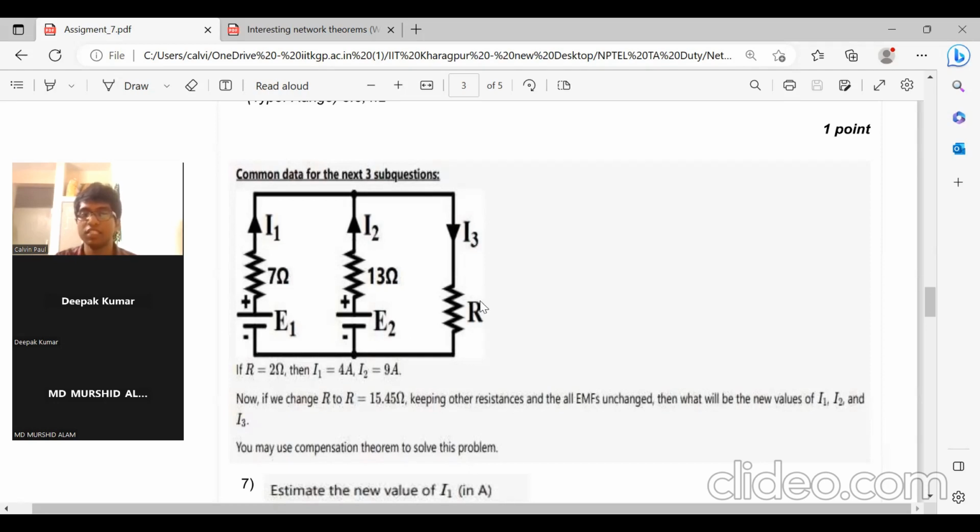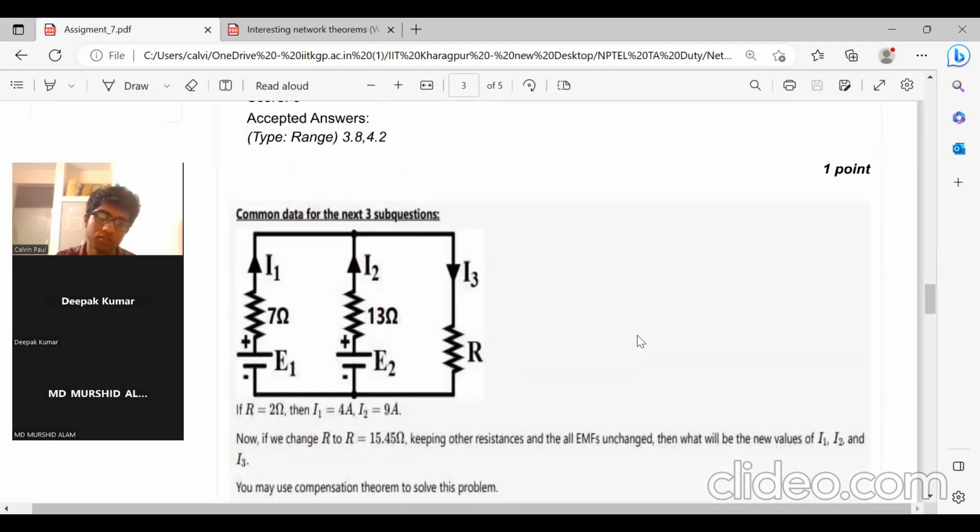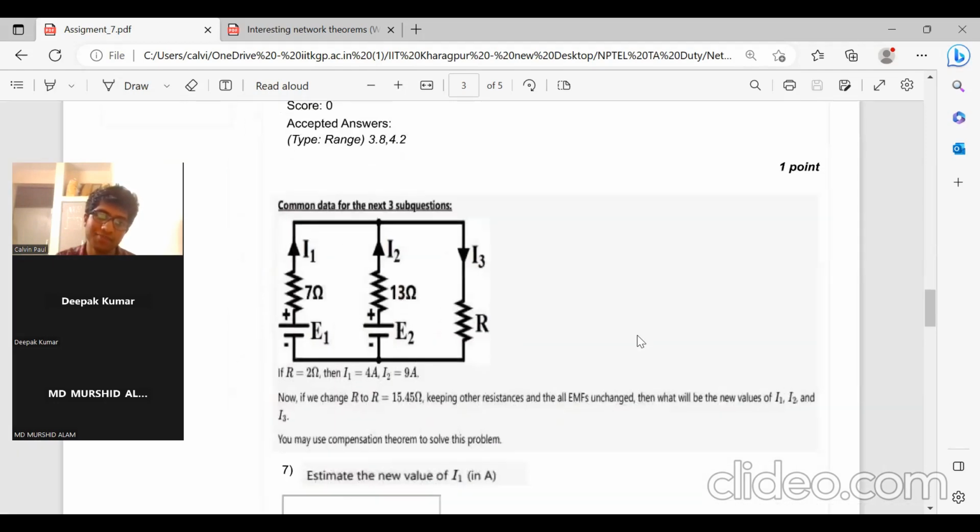Then we change this resistance R to 15.45 ohm and we keep all other resistances and EMFs unchanged. Then we have to find the new values of I1, I2 and I3. So we have to use the compensation theorem to solve this problem. So do you remember the compensation theorem?